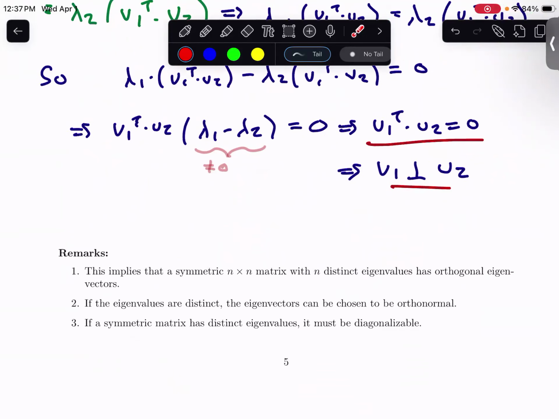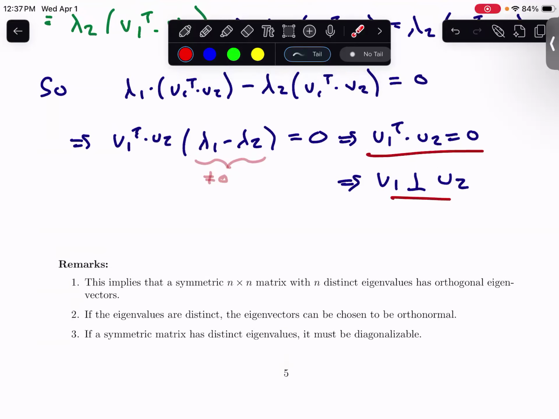Some of it is going to be saying the same thing over again, but what we just proved implies that a symmetric n by n matrix with n distinct eigenvalues has orthogonal eigenvectors. That's what I just said before. And if the eigenvalues are distinct from one another, via normalization, the eigenvectors can be chosen to be orthonormal. Once you have the eigenvectors corresponding to these distinct eigenvalues, they're going to be orthogonal. So if you want an orthonormal basis, you just divide each vector by its magnitude, and that'll give you an orthonormal basis.